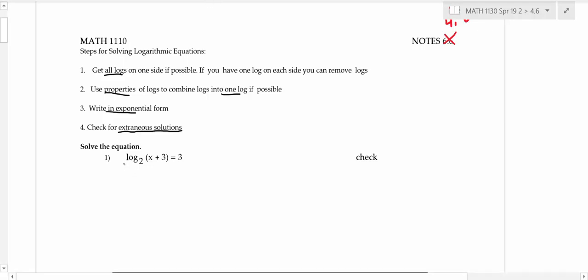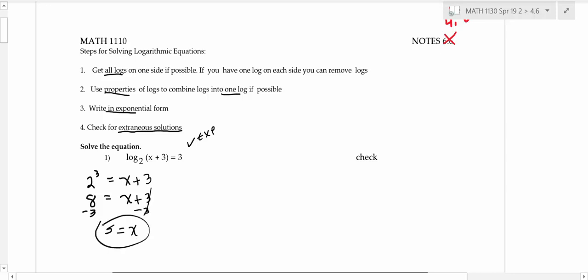So this first one is a real standard simple example. This one you just immediately write in exponential form. Remember, if you write in exponential form, this is the base, this is the exponent, so you just say 2 to the third is equal to x plus 3, and then that's a super easy equation to solve. 2 to the third would be 8. You have 8 equals x plus 3, and then you can subtract 3 from both sides, so you end up getting x equals 5. That's a real simple logarithmic equation where you just write it in exponential form.